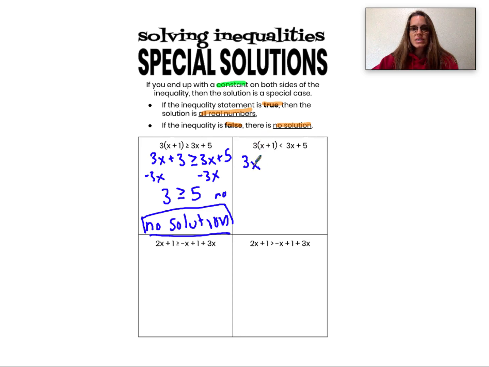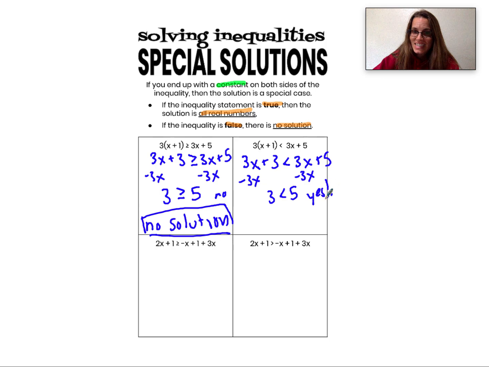Let's try the next example, which has the same expressions but a different inequality statement or symbol. So 3 times x plus 3 times 1. 3x plus 3 is less than 3x plus 5. So same variable terms, same constants, same first step, subtracting 3x, and then I have 3 is less than 5. I can't just say no solution because I have different constants. I have to think, is 3 less than 5? Well, yes, 3 is less than 5. That means that my solution is all real numbers.